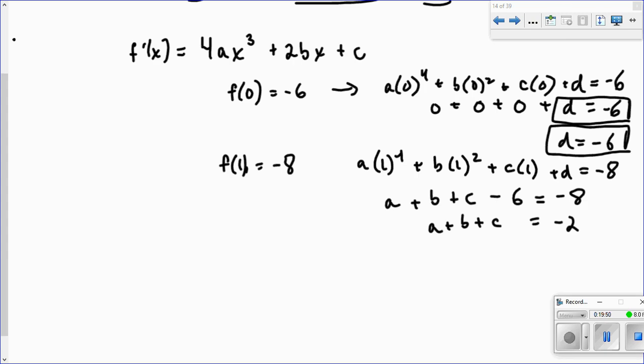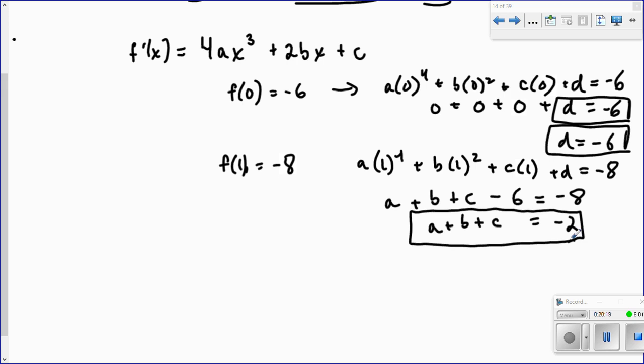My next resulting equation came from the point (1, -8), and I substituted x equals 1 into my original function, and let that equal -8. So I got an expression a plus b plus c plus d equals -8. I previously found that d was -6, so I substituted that in and collected my constant terms on the right hand side. I have an expression a plus b plus c equals -2.